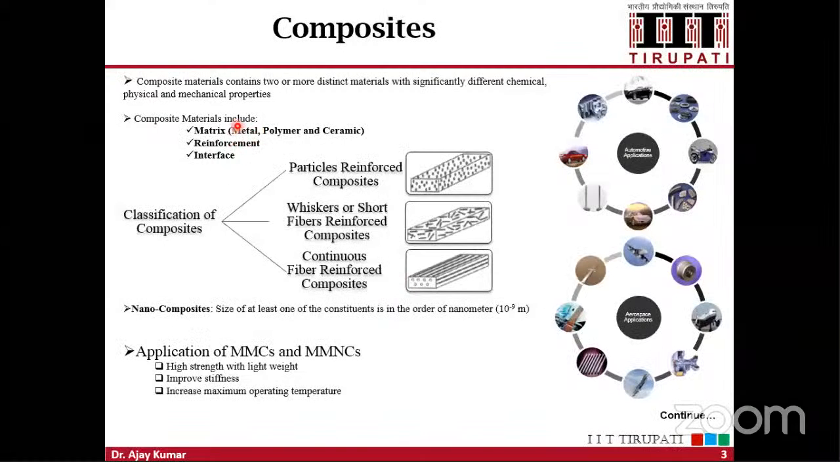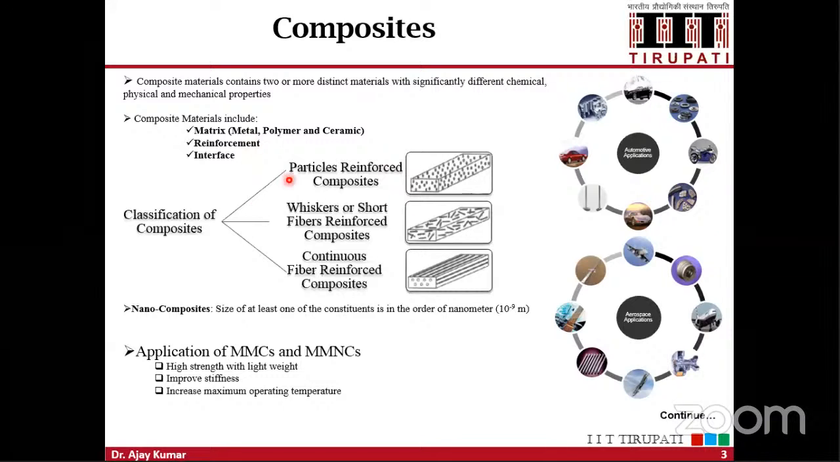Matrix material depends on what type of material you are using. You can use either metal, polymer, or ceramic. And then the second phase is the reinforcement, which can be used in the metal matrix material. Then you have the interface between the matrix and reinforcement.